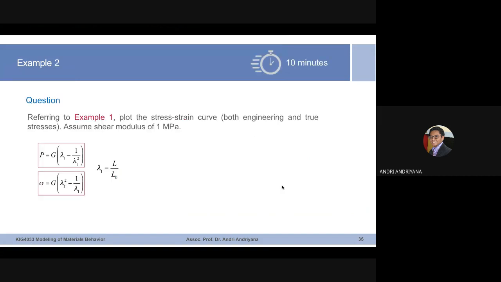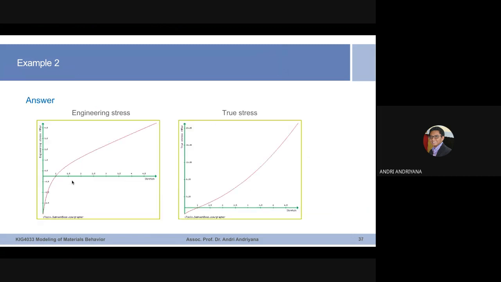Okay, so now if we go to the next example here, referring to example 1, plot the stress strain curve, both engineering and true stresses, by assuming that the shear modulus is equal to 1 megapascal. So again, to recall, this is the expression for the engineering stress, this is the expression for the true stress. So we can plot it very easily.